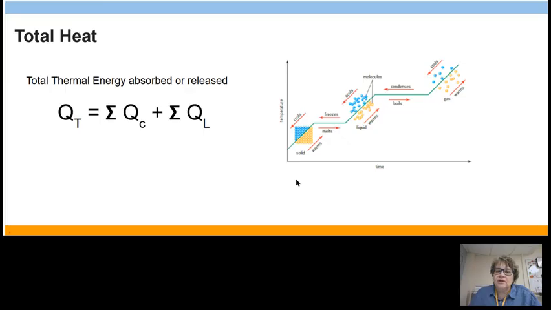Okay, so there are 1, 2, 3 possibilities for the specific heat, and there are 1, 2 possibilities for the latent heat.